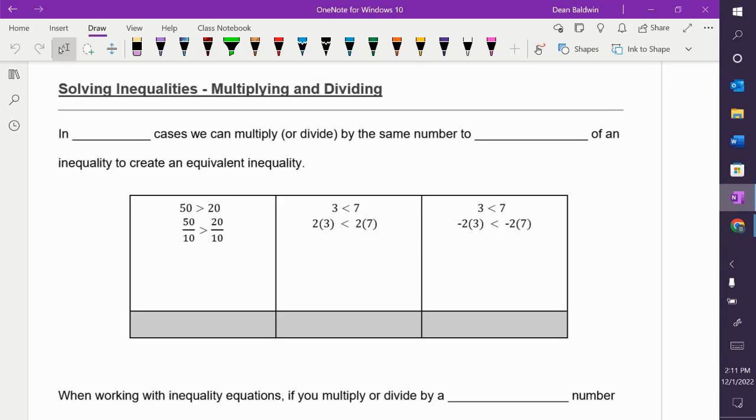Adding and subtracting to solve inequalities. Today we're going to look at what if you multiply and divide.